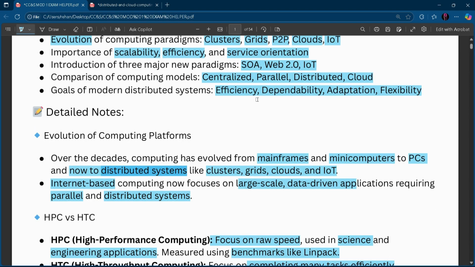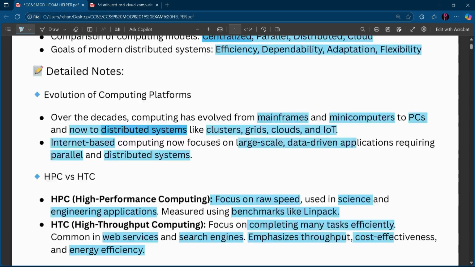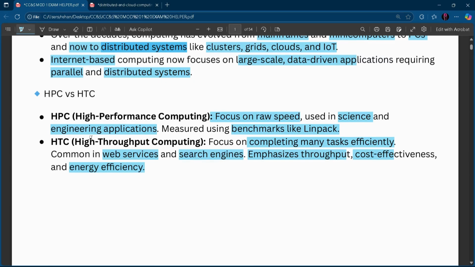This is the old way. I don't recommend centralized computing. It's not good for most things because it has a major downfall: everything is connected to one system. If that one system fails, then everything is gone. Next, HPC versus HTC. Though this is just two lines, since I have highlighted three points, you can actually elaborate this and write it for multiple things.